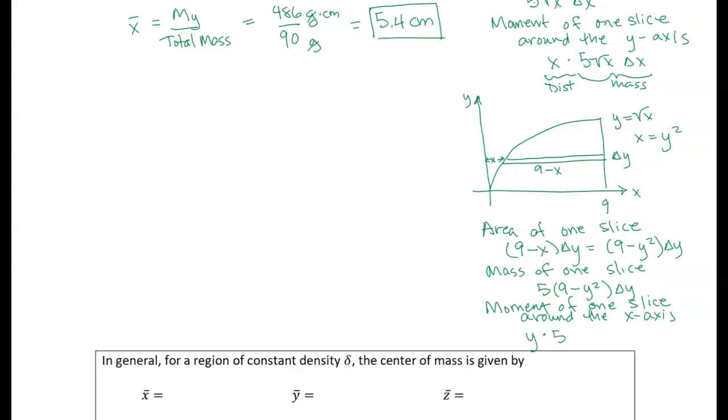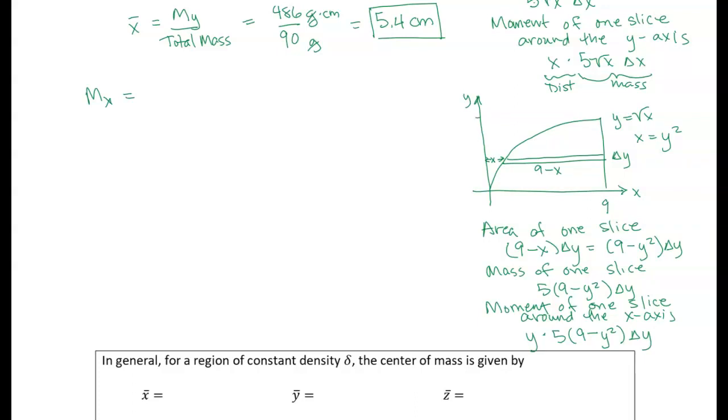All right, so I just want to take my distance in the y direction, times the mass. So that's just 5 times the quantity 9 minus y squared delta y. So this is again just distance times mass. Then we're going to add up all of these distances times mass to get the total moment. We want the moment about the x-axis in order to get the y coordinate of the center of mass.